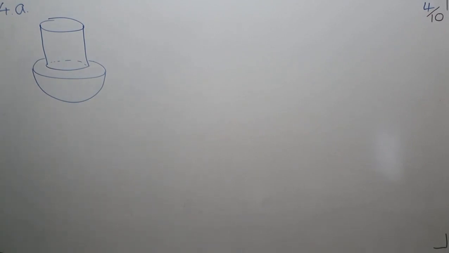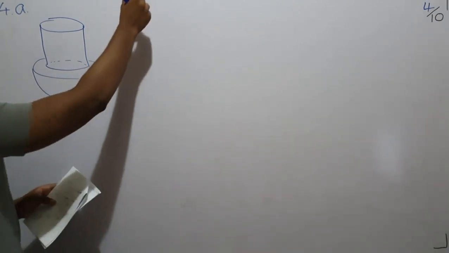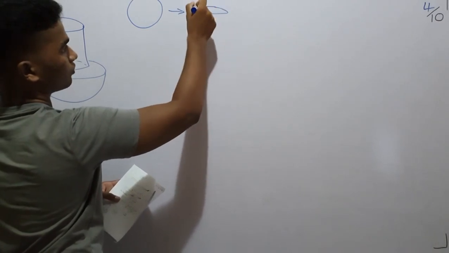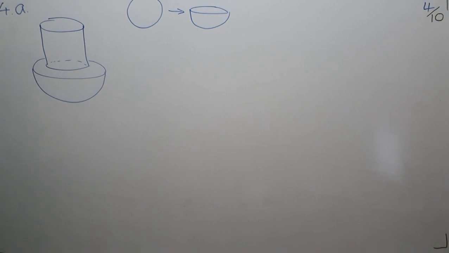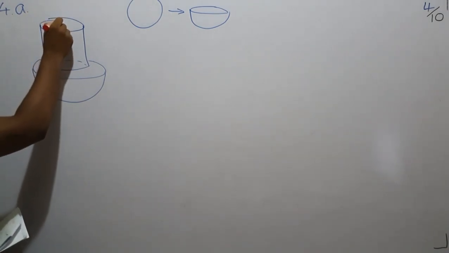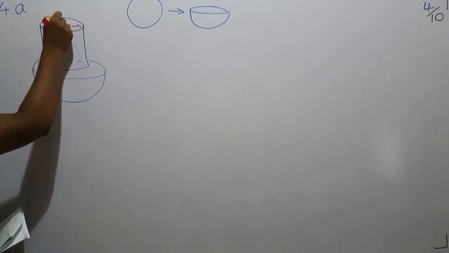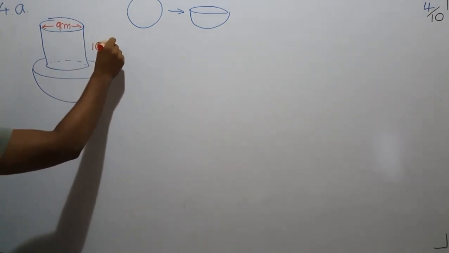The diagram shows a solid formed by a cylinder and a hemisphere. Hemisphere is half of the sphere. Hope everyone knows that. The diameter of the cylinder is 9 cm. And the height is 16 centimeters.